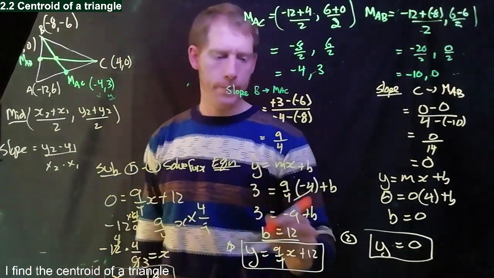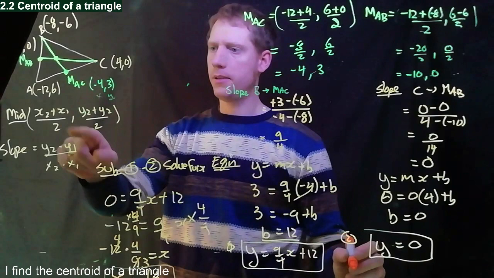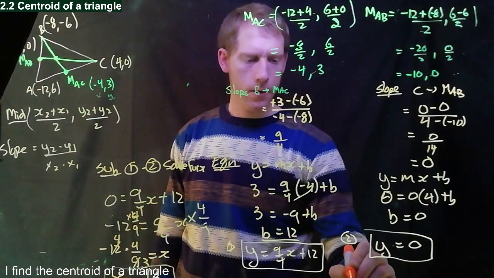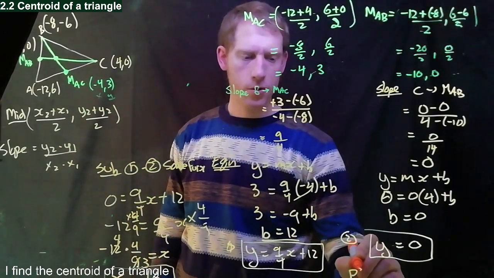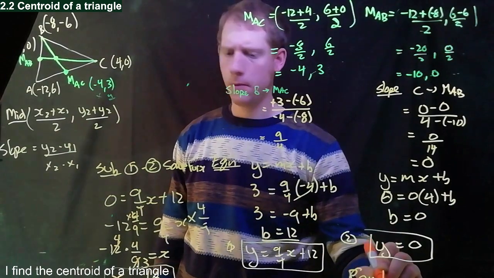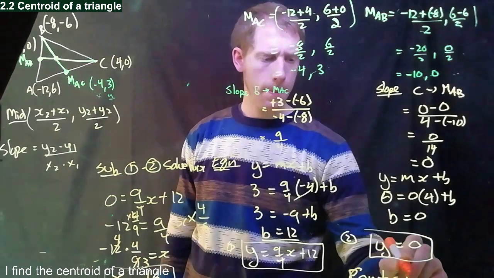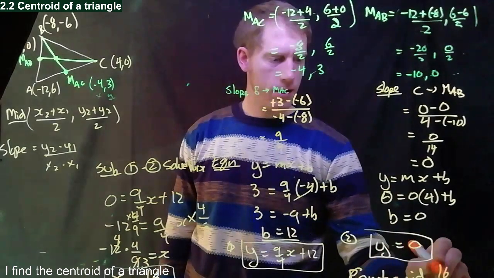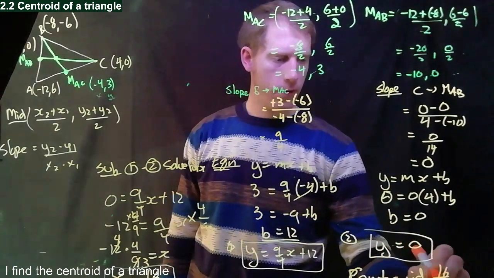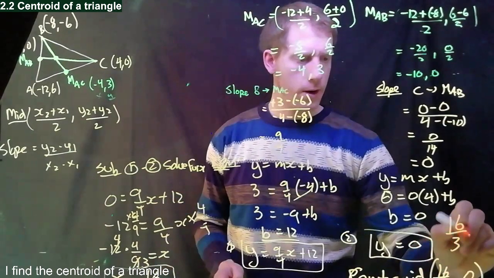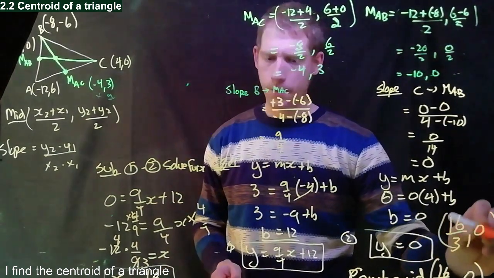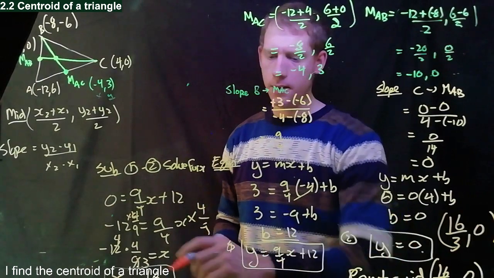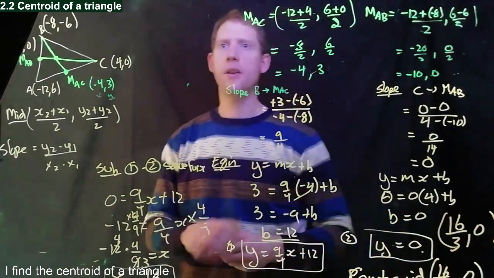So therefore, the centroid, the point of intersection, the location is 16 over 3, comma 0. That's the y, and this is the x. So that's how to find the centroid.